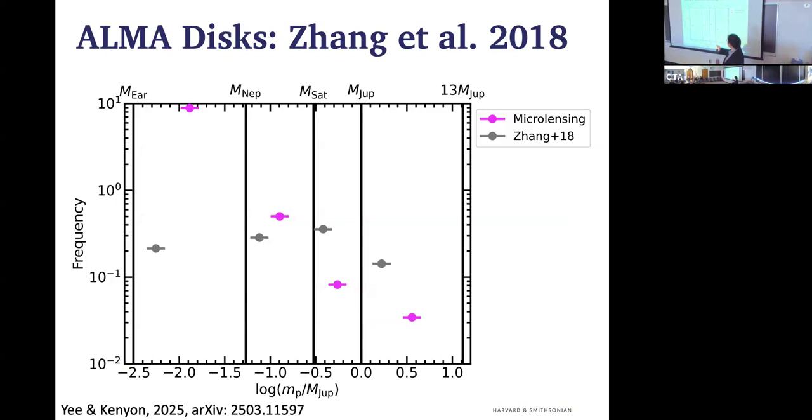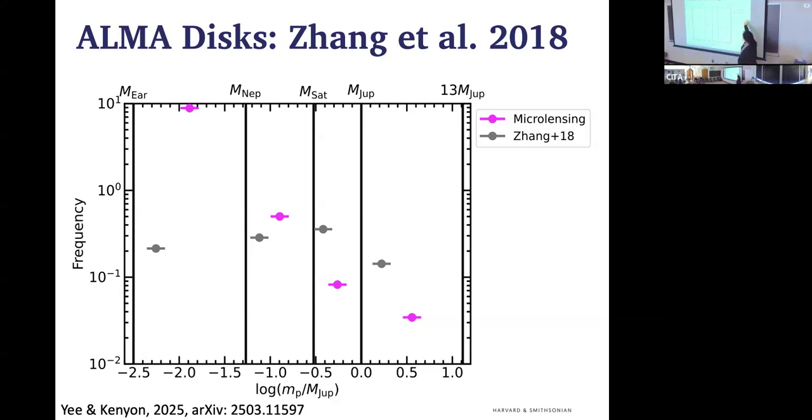And so if you take the microlensing results and you divide them into bins, and they're not nice mathematical bins, they're nice, convenient, warm, friendly, fuzzy-feeling bins. So we have the mass of the Earth, the mass of Neptune, the mass of Saturn, the mass of Jupiter, and then 13 Jupiter masses. You can calculate the frequency of planets in each of these bins from the microlensing free-floating planet distribution just by doing integration, and you find it sharply decreasing.